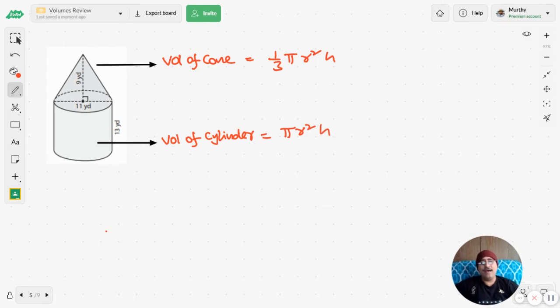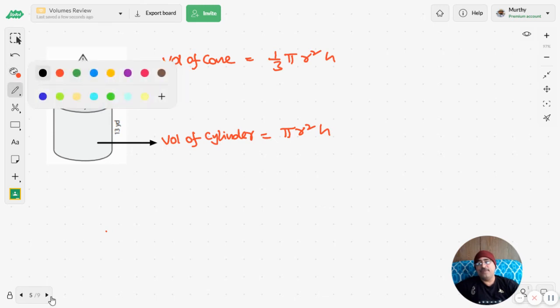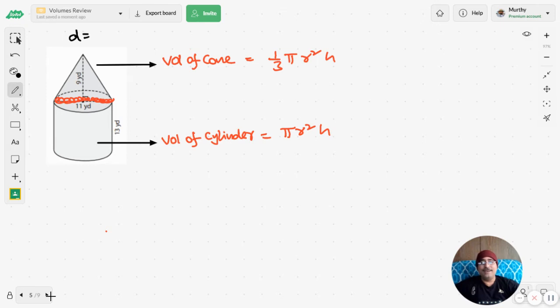Before starting any calculations, always look whether the given value is radius or diameter. Look at the diagram. Is it radius or diameter? I see that it is diameter. Therefore, first and foremost, compute the radius. Diameter is 11. Radius is half of that. So you may take 5.5 or 11 over 2. I'm taking 5.5 here.